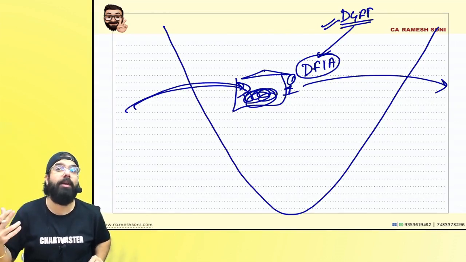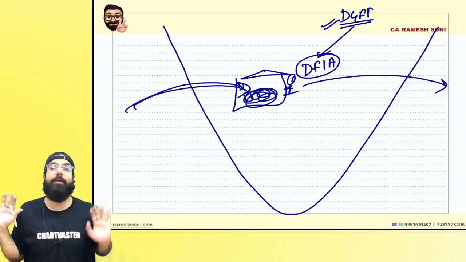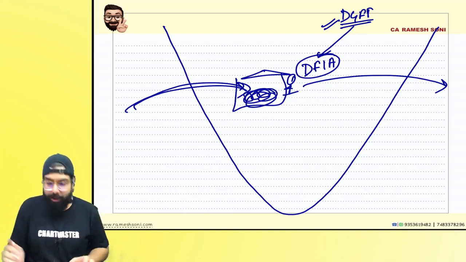But advance authorization was what? In advance. Before you go ahead and export, you take the advance authorization. Can we go ahead, everyone?